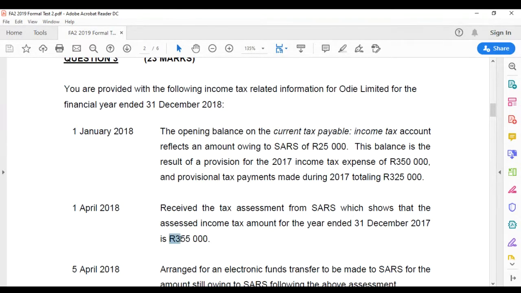They say, even though we've provided 350,000 as an expense, our real expense for that 2017 year should have been 355,000. So now my question is very simple, ladies and gentlemen. Last year when we made that provision, did we provide too much or too little? Just type for me there. Did we provide too much for income tax or too little?